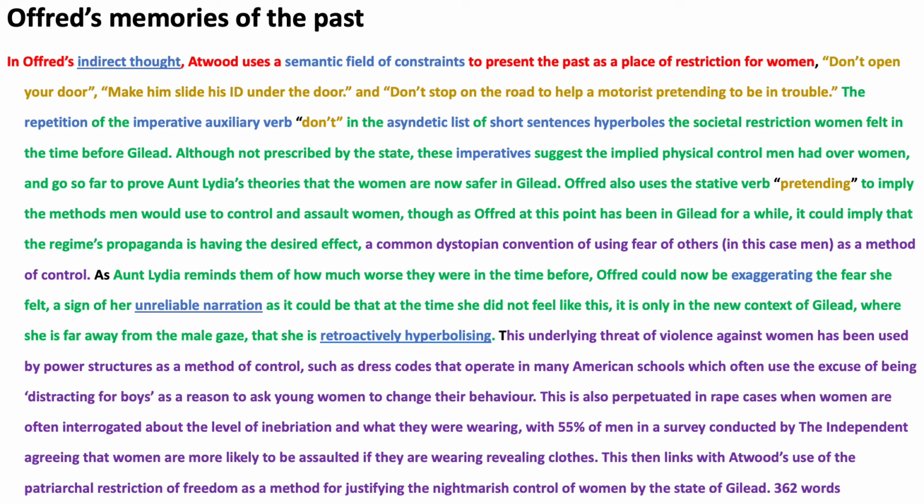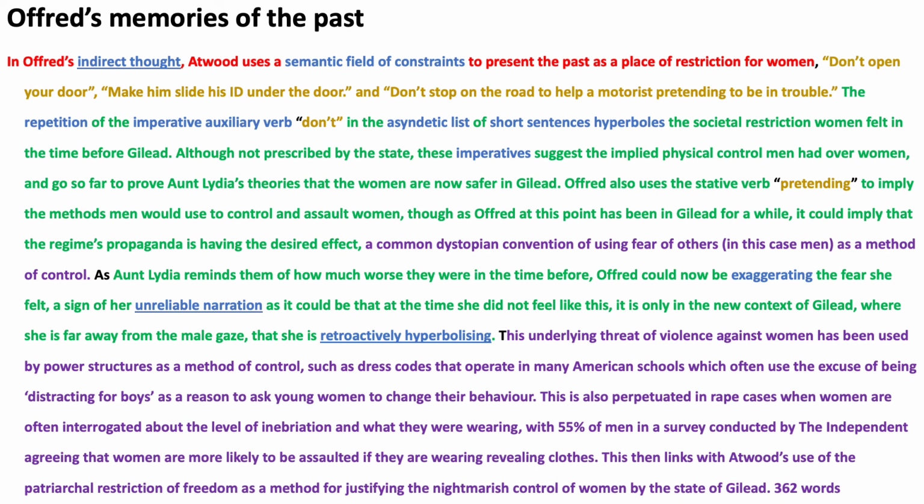So there's a really wide range of terms, and then we've also got, again, really precise analysis of those words. So the fact that she uses a stative verb pretending is quite, by picking out pretending, so don't stop on the road to help a motorist pretending to be in trouble. That implies that men are lying about being broken down to try and attack women, which again is kind of scaremongering, isn't it? Which makes sense that women might feel worried about it.